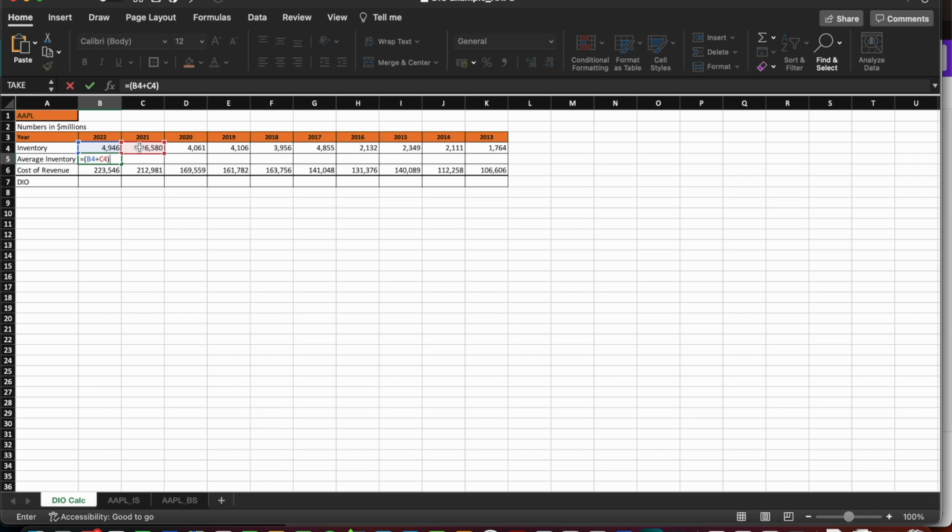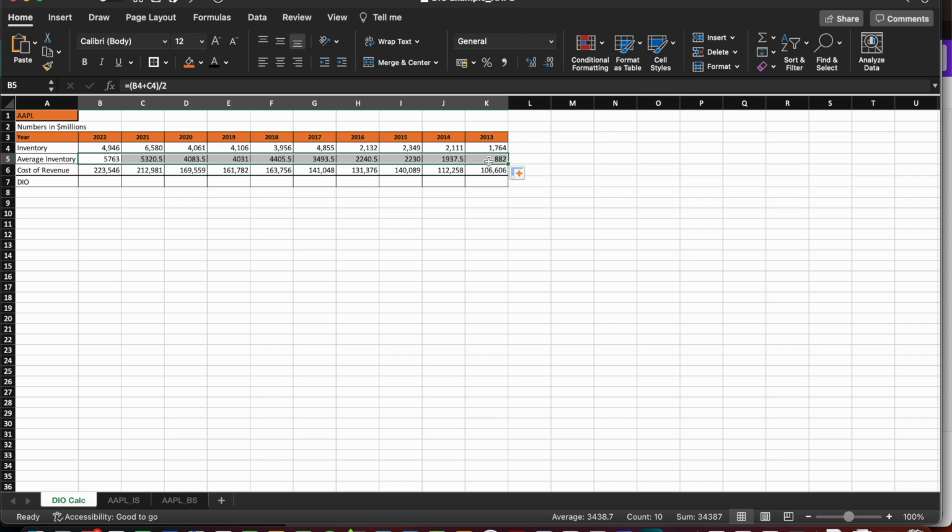As you can see, you just add the two numbers from the last 2 years and divide them, obviously, my mistake, divide them by 2. Now we can just drag the numbers to the right. Obviously, the last number has no value for us.